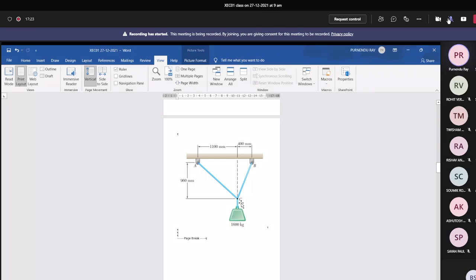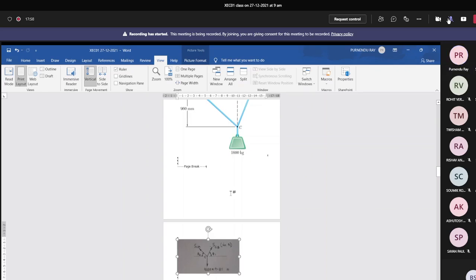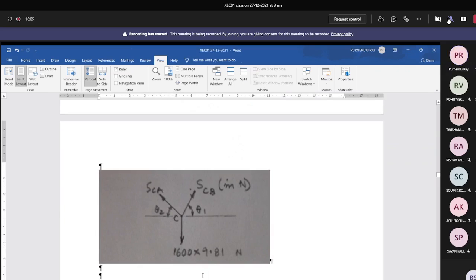Now, when we isolate this joint C, or the point C, from this system and draw its free body diagram, it means show all the forces acting on this point C. You start with the given force corresponding to mass 1600 kg, so 1600 kg multiplied by 9.81, in the form of Newton, and these two are the unknown forces, and we have drawn this free body diagram.